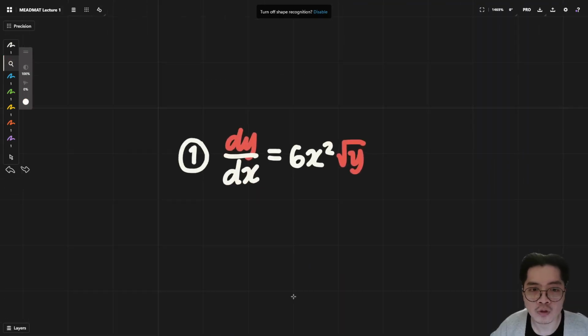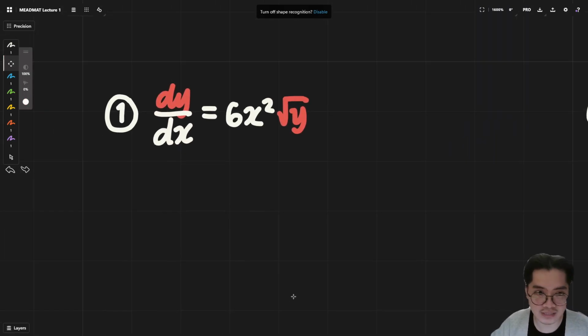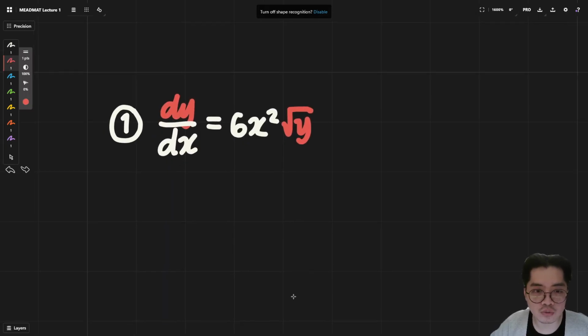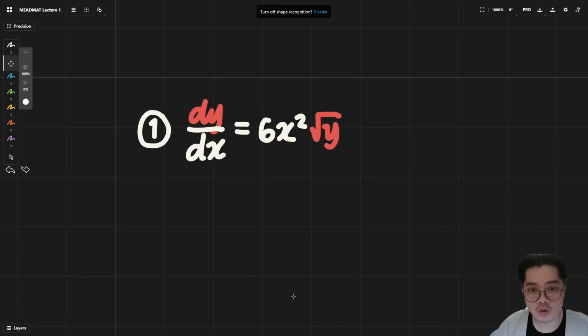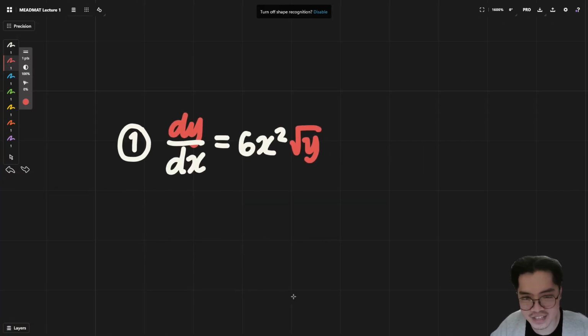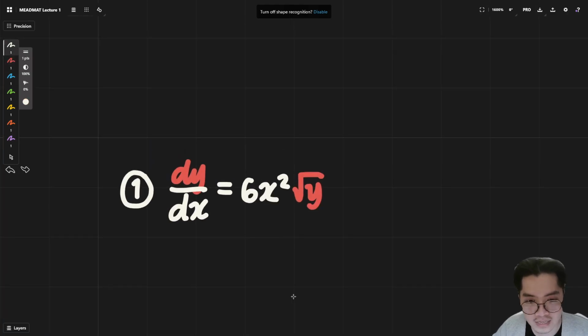And so we'll ease into it for this number one. For this example, dy over dx is equal to 6x squared times the square root of y. In this case, I've highlighted very clearly where the y's are and where the x's are. So let's try our best to separate these things. You can only separate them if they are separated through multiplication, which in this case it is, or by division.